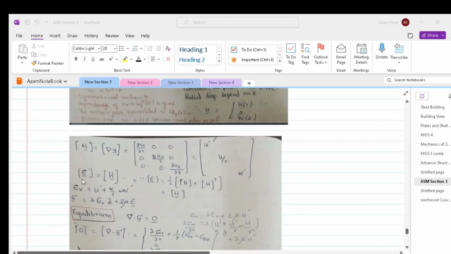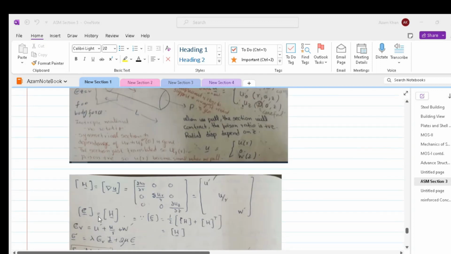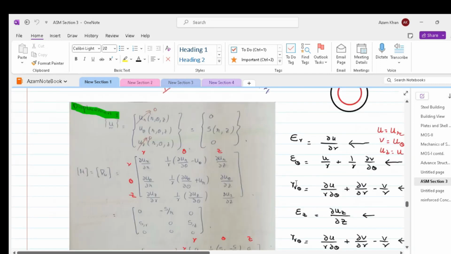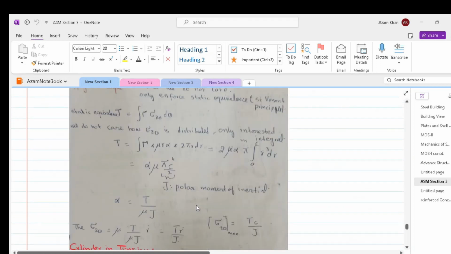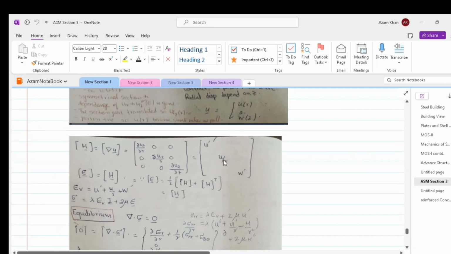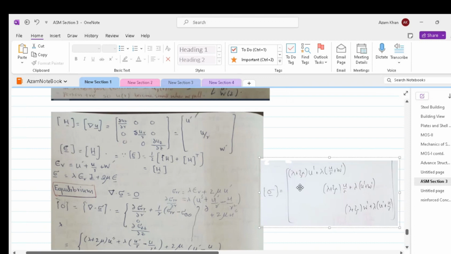Again, the first step is to find our strains. The equations which we developed look like these ones. Plugging the values into these equations, we will get the strains equal to u dash, u by r, and w dash. So we will have only diagonal terms, and that means we have functions dependent only on one variable. After this, we'll plug the values into the stress equations and try to find the stresses. The stress tensor will also come out to be a diagonal one.